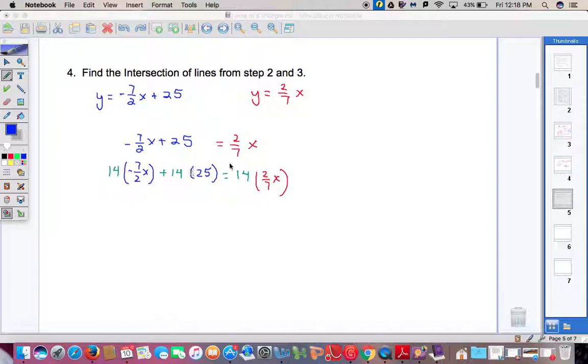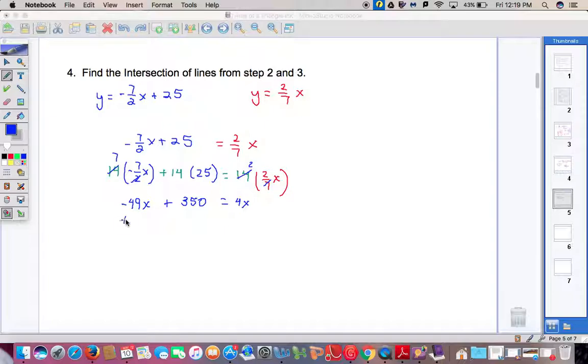Okay, so I'm multiplying every single term by the exact same number, and that doesn't change my solution. It makes the problem easier for me to work because it's given me an equivalent equation. Now I'm going to simplify: 2 goes into 14 7 times, and 7 times negative 7 is negative 49x, plus 14 times 25 is 350. And then 7 goes into 14 2 times, and 2 times 2 is 4x. So I have this equation here, which is a little easier to work with than a bunch of fractions.